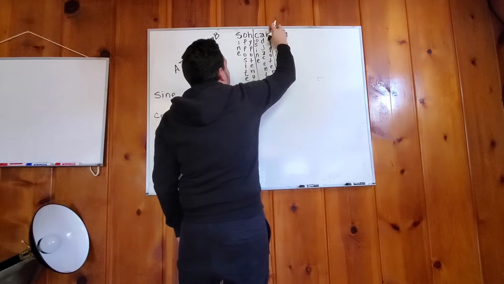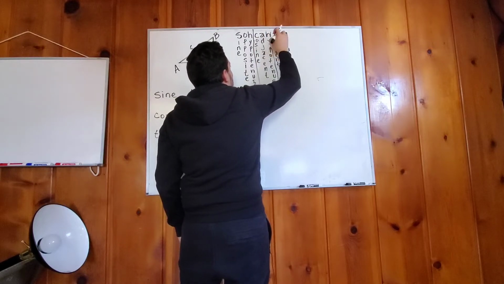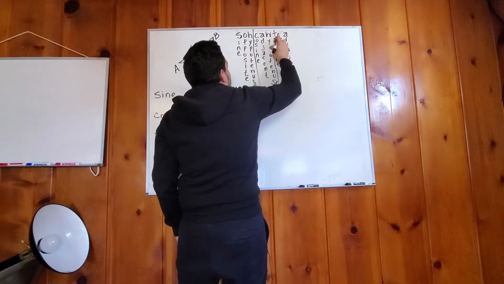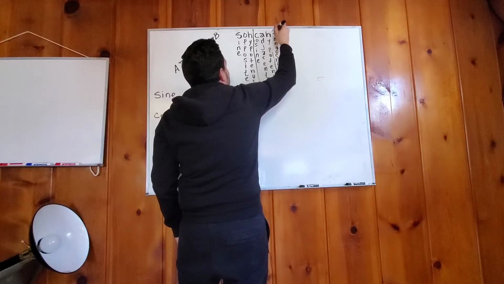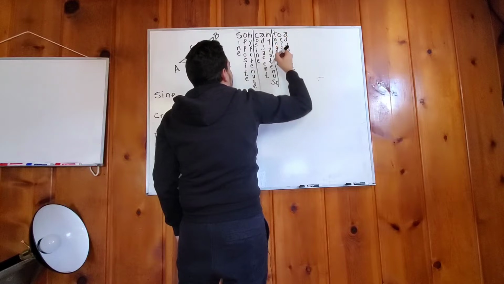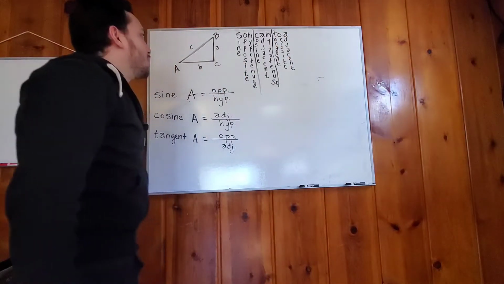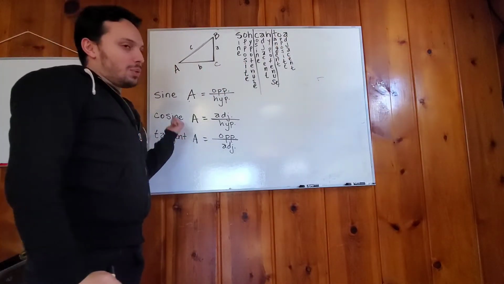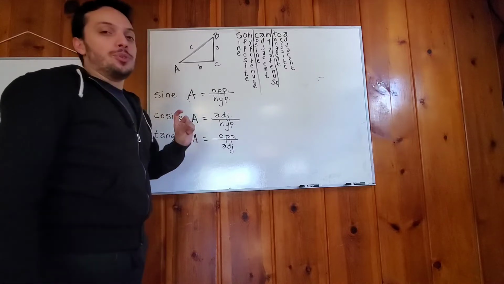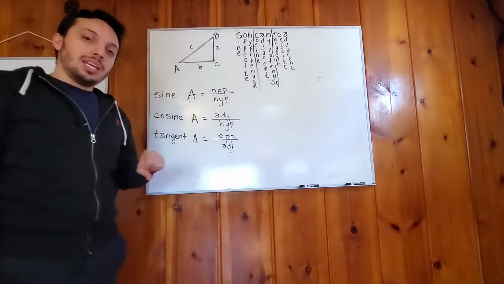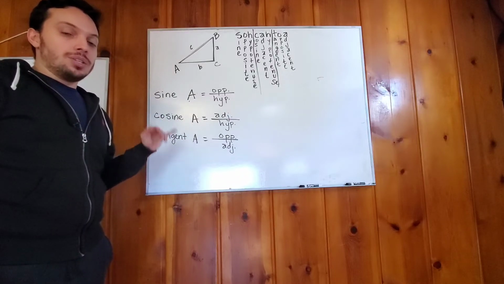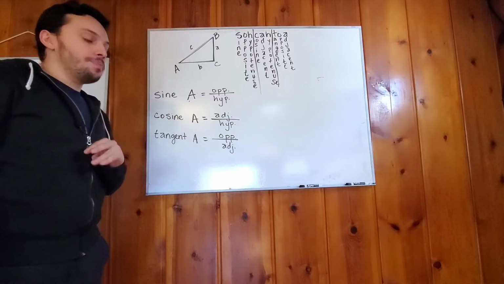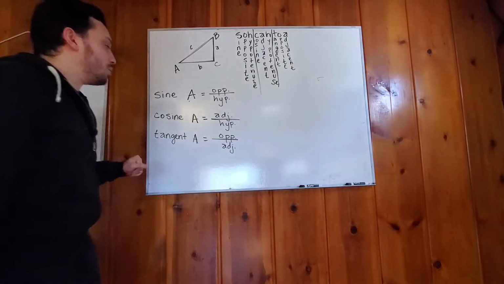Oh, terrible drawing. Beautiful line there for this one. Oh my goodness, so bad. Better. So that's what it means. SOHCAHTOA means sine equals opposite over hypotenuse. Cosine is adjacent over hypotenuse. Tangent is opposite over adjacent. SOHCAHTOA. Very important, very easy to understand.